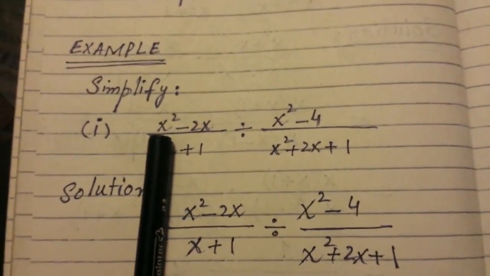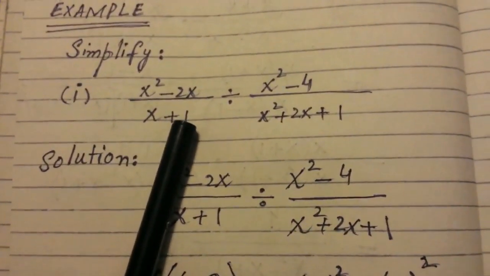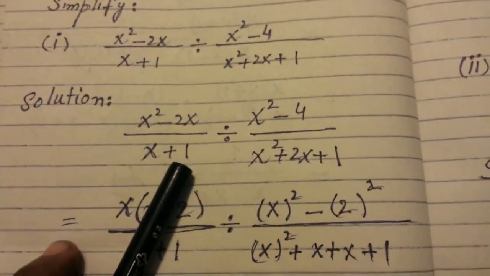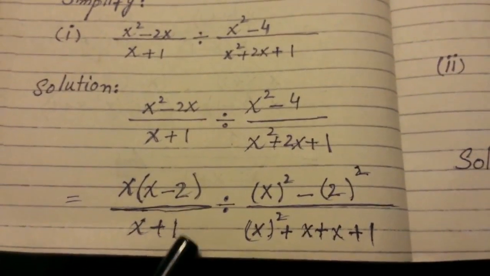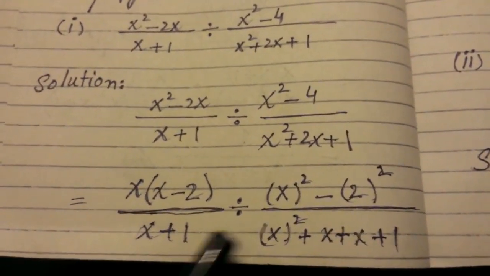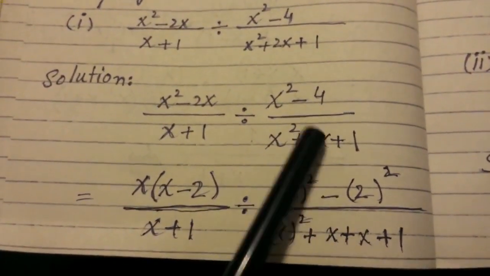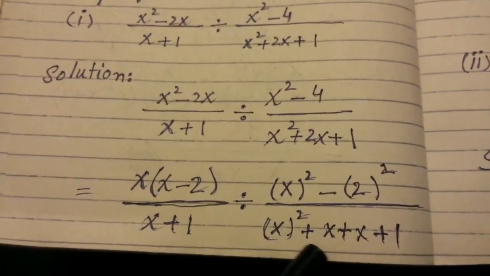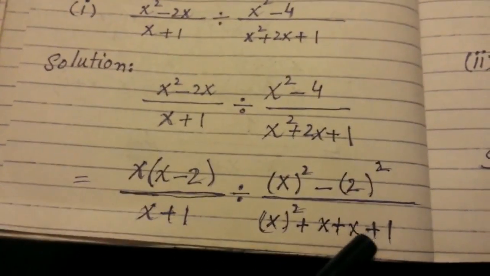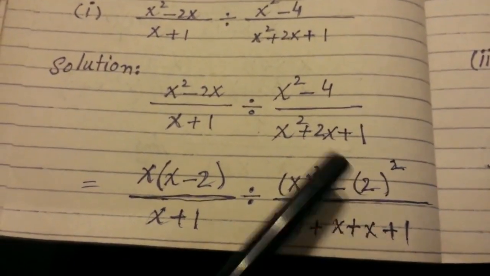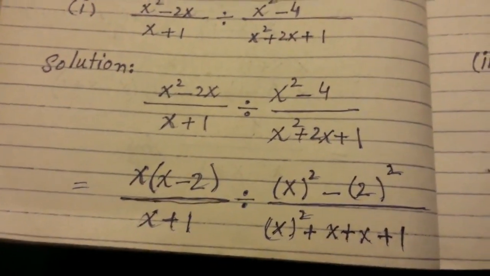So here we have another example. Simplify this expression, and now the operation is division algorithm. I have written this expression here, and x can be taken as a common factor from the numerator, and the denominator is the same. And here I can write x square as the square of x and 4 as the square of 2, and in the denominator, the first term square I have factored by midterm breakage. X square can be written as x plus x. X plus x is equal to 2x. So these are the factors.